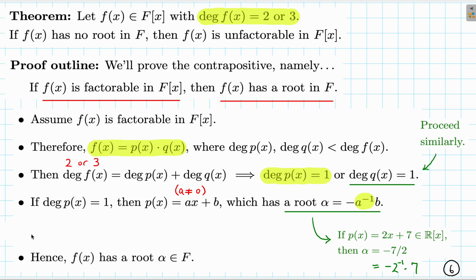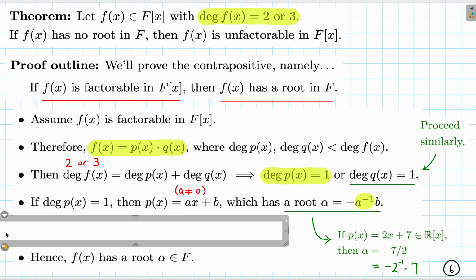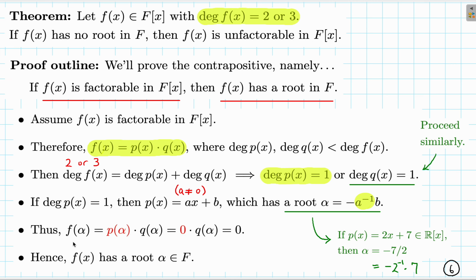Then we claim that this same alpha happens to be a root of f of x, because if we plug alpha into f of x, we get f of alpha equals p of alpha times q of alpha, but alpha is the root of p of x, so that gives us 0 times whatever q of alpha is, the product is still 0. And therefore, f of x has a root alpha. And that's the end of our proof outline.